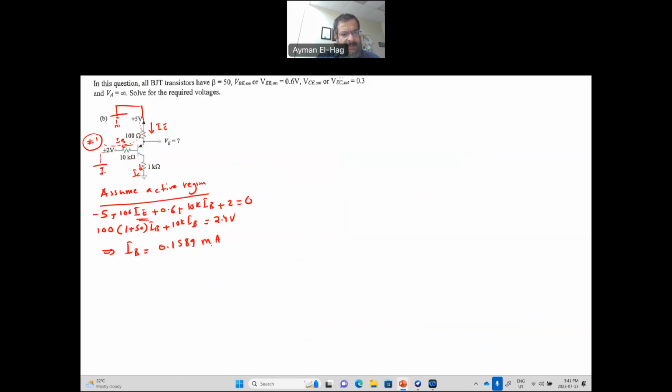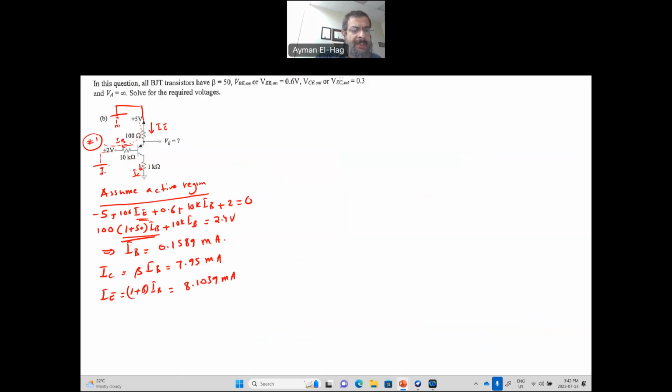From this, I can find my IB, which is equal to 0.15089 milliamps. Then IC is equal to beta IB, which is equal to 7.95 milliamps. And IE is either IC plus IB or 1 plus beta times IB as I replaced it here. And this will give me 8.1039 milliamp. So let's do our check now.